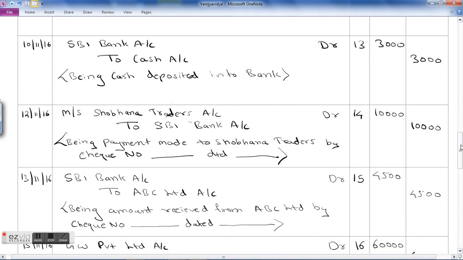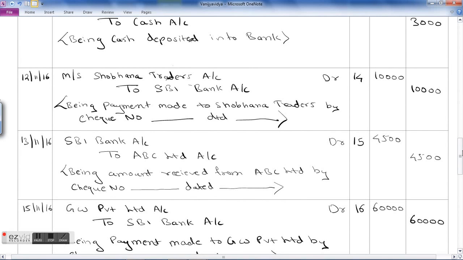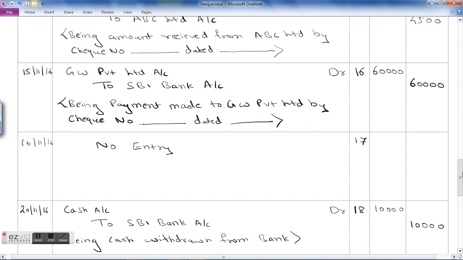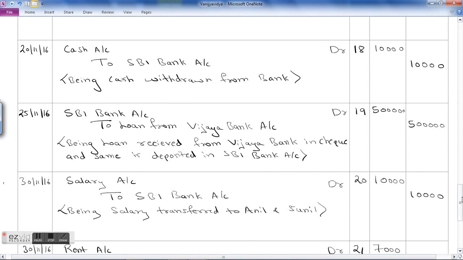Entry number 14 also has both the accounts listed. Entry number 15 also has SBI bank account and ABC limited account. Entry number 16, yes, again we have both the accounts we already listed. Then next, 17, there is no entry. 18 again we have both the accounts, cash account and SBI account. 19, we need to make loan from Vijaya bank account.